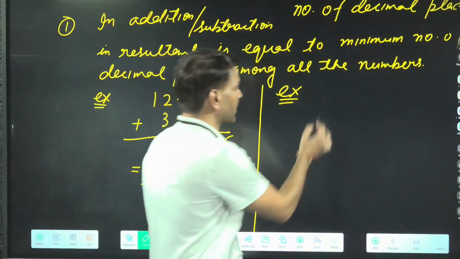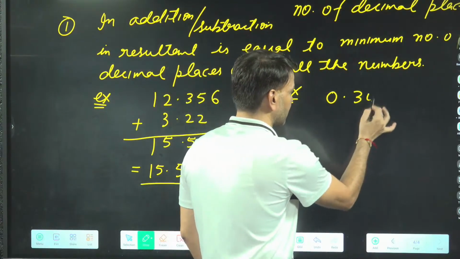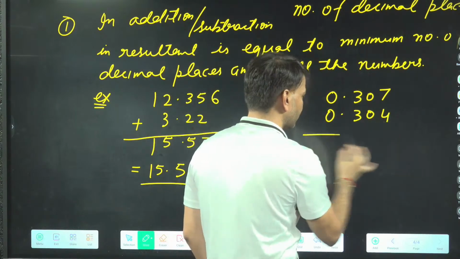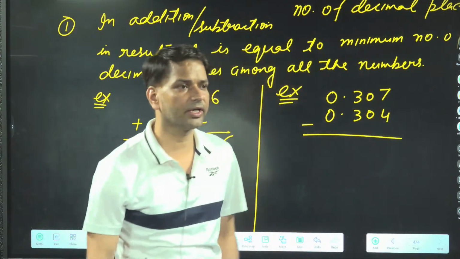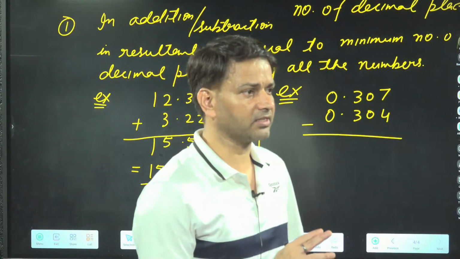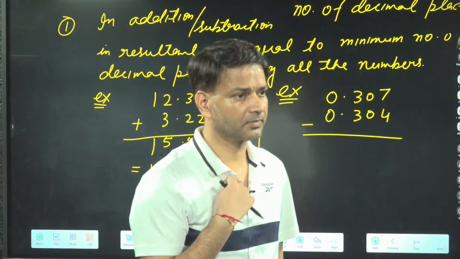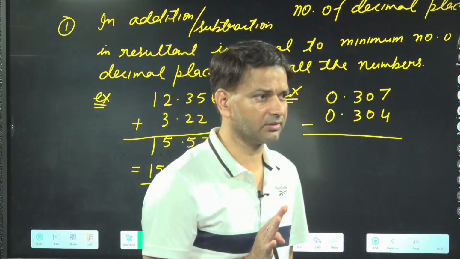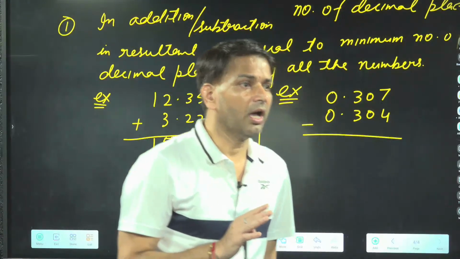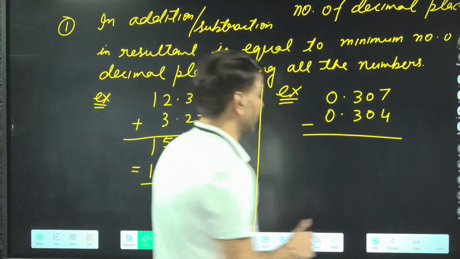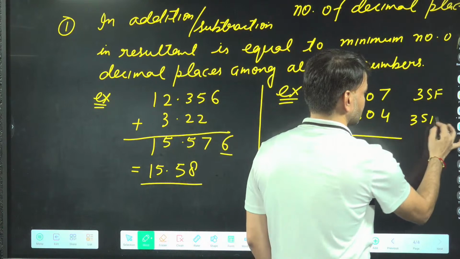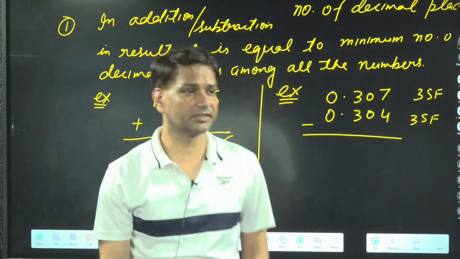Suppose I am saying subtract 0.307 and 0.304. We have to subtract. So how many decimal places does the first number have? First number has 3 decimal places, second number has 3 decimal places. Yes or no? And how many significant figures does it have? So 3 significant figures it has and 3 significant figures it has. Both numbers have 3 significant figures.